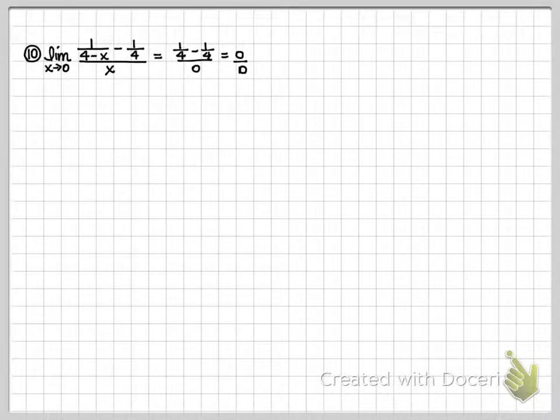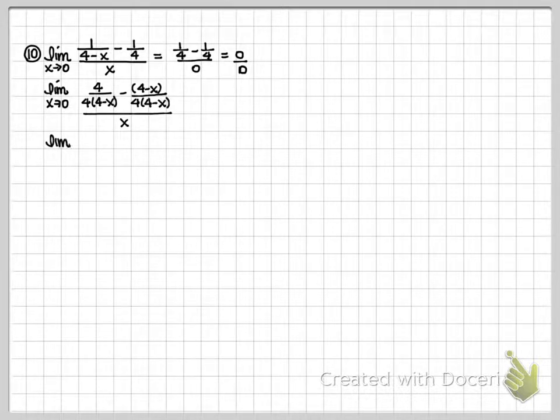Then, I think I'm just going to go ahead and clean this up a little bit. So for me, I'm going to go ahead and get a common denominator on the top. So the first fraction needs the 4, and the second fraction needs the 4 minus x. I am going to use parentheses because that's subtraction, so I'm going to make sure that I distribute it when I actually put it together. And then I still have that denominator of x. So if I put this all together, looks like I get the limit as x approaches 0.